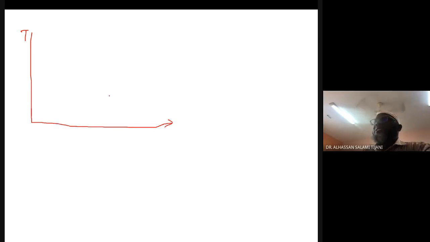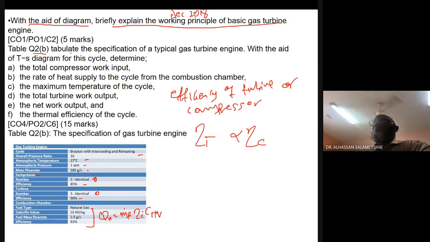So first, we have compression in the first compressor 1 to 2, and there is intercooler. And then the fluid is again compressed from state 3 to state 4. Now, we are not told that we have any reheater, regenerative. There is no regenerative.